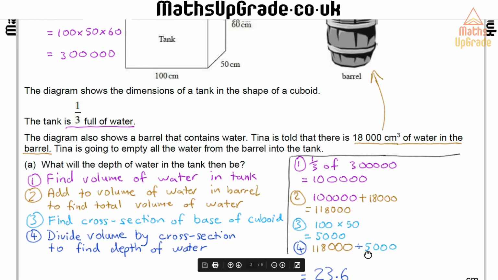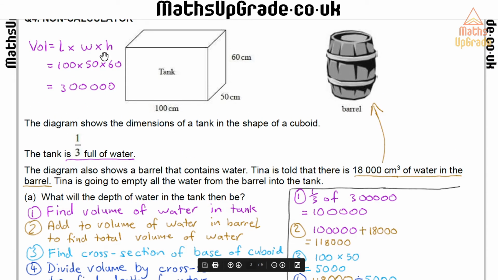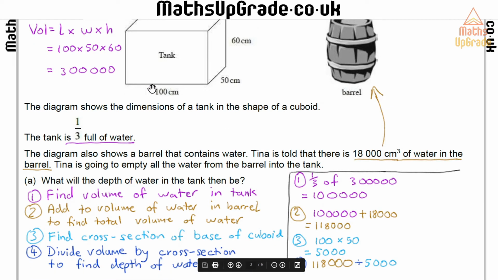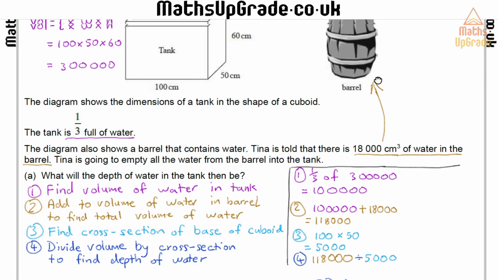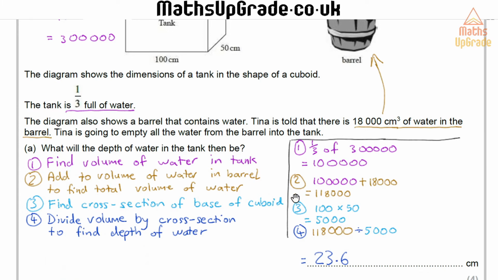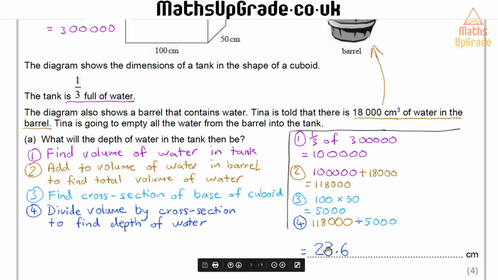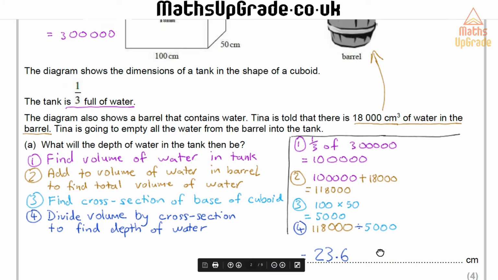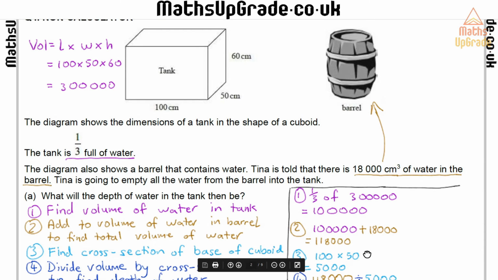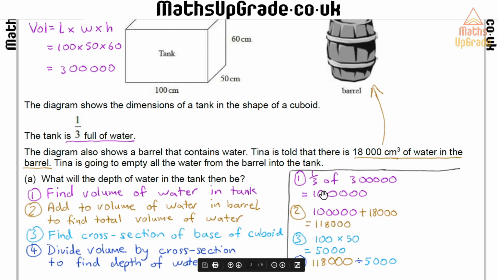Just as a note, remember I've used centimeters cubed all the way through this question. The volume was in centimeters cubed, so was the barrel. When I found the cross section of the base of the cuboid, this is centimeters squared, and so when I divide them through, my answer is still in centimeters. The answer is 23.6 centimeters for 4 marks, and we can see that's a sensible figure as well.